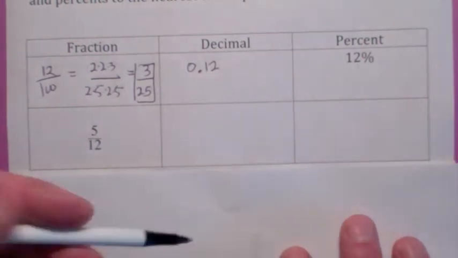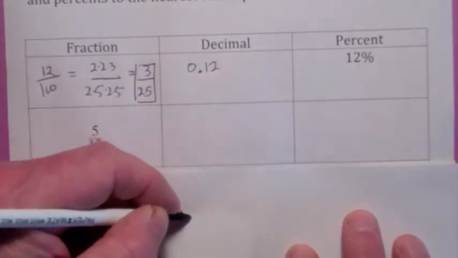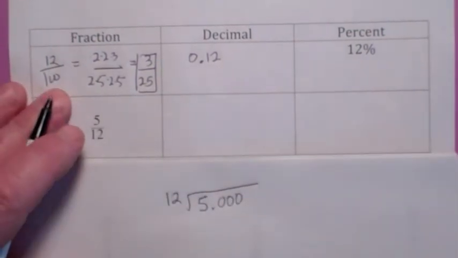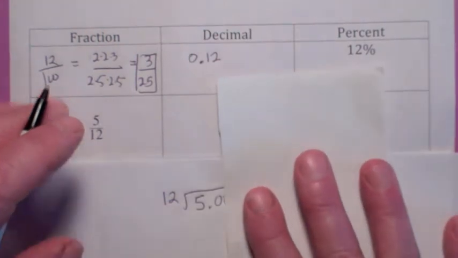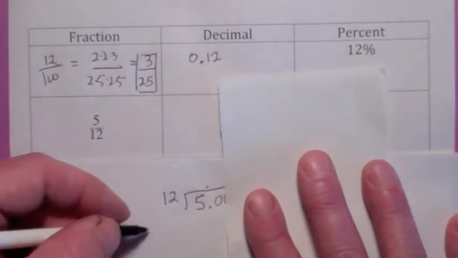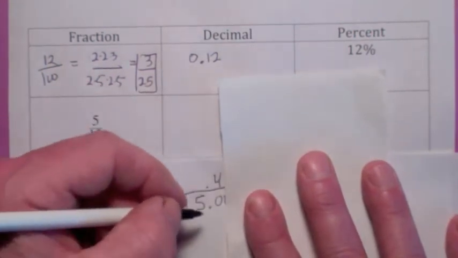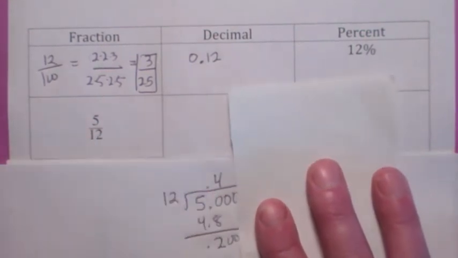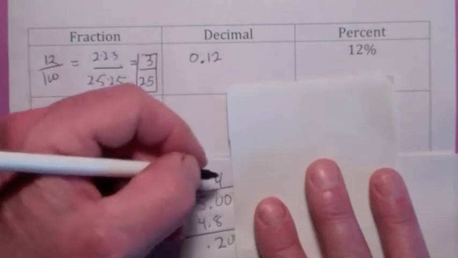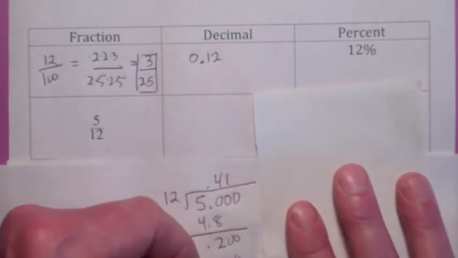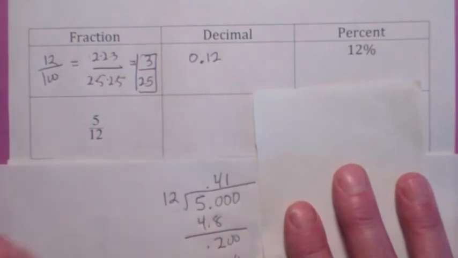So here we go. Bottom out, the 12 is on the outside, 5 is on the inside. 12 doesn't go into 5, it goes into 50 though. What is it, 4 times? Yeah, 4 times. It goes over the 0, 4.8. When you subtract, you get 20 here. 12 goes into 20 once. Where does the 1 go? It goes in the hundreds place. So when you subtract, you get 0.080.